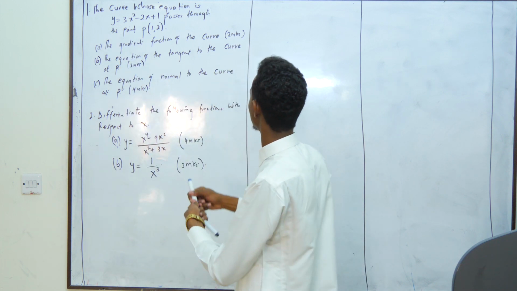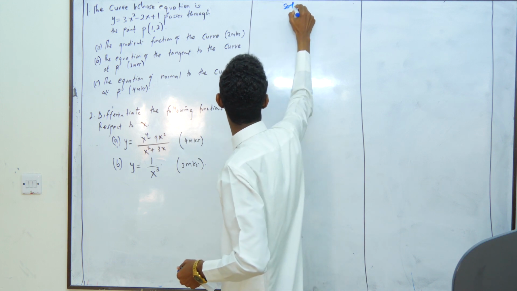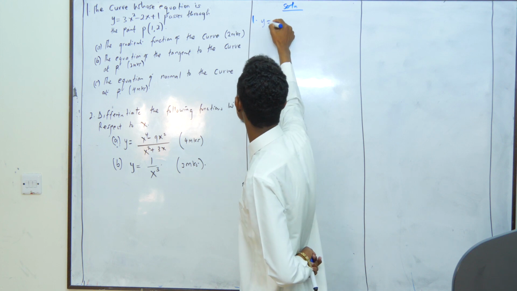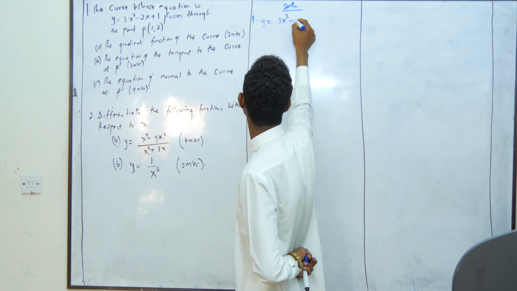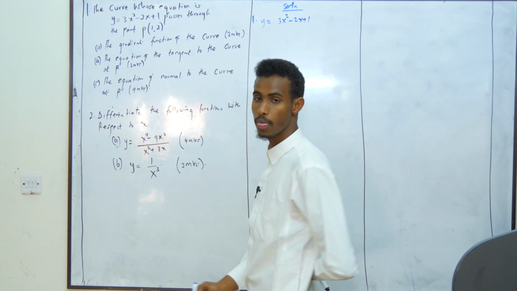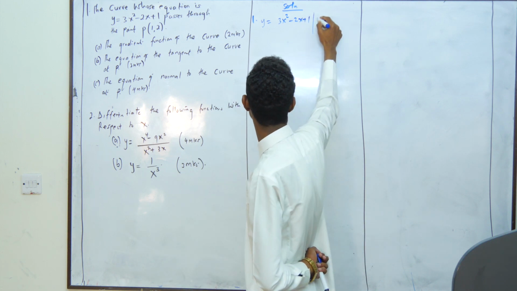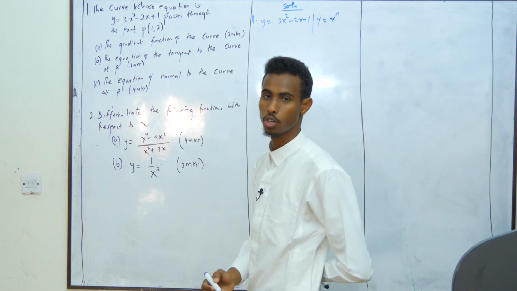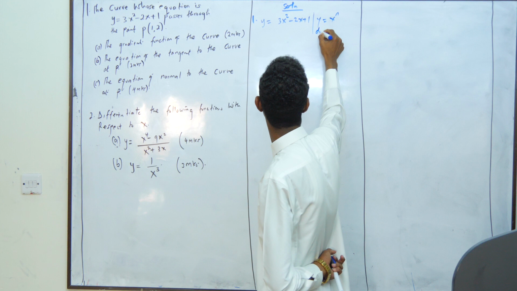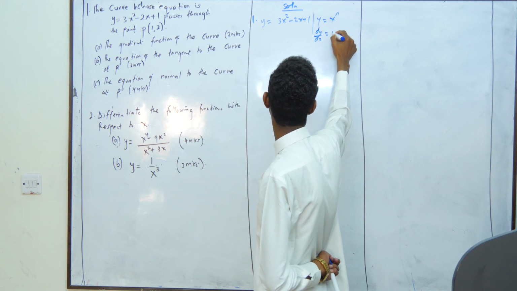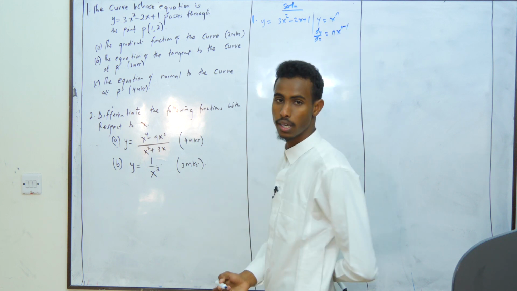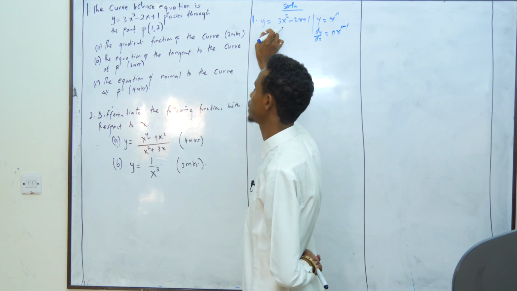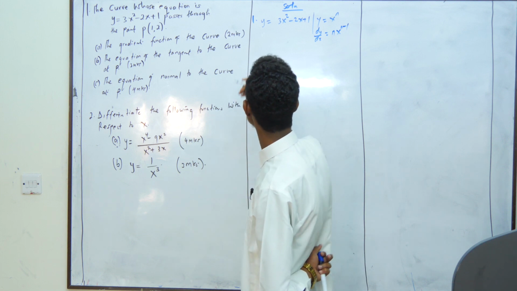Now, let's do the solution. Number 1, solution. The derivative function of y, where y equals 3x squared minus 2x plus 1. If you want to differentiate a function, for example y equals x to the power n, the derivative dy over dx shall be equal to n x to the power n minus 1. That is the general formula to differentiate a function and get its derivative. Now, let's apply that principle.